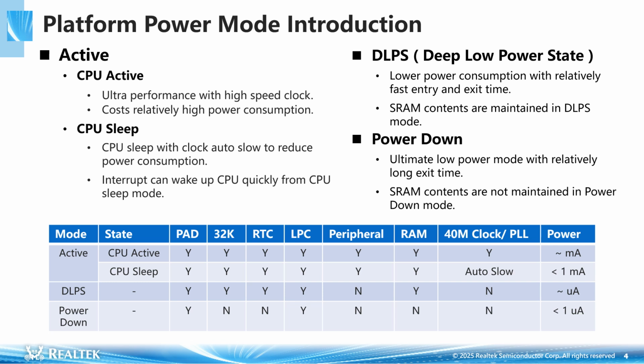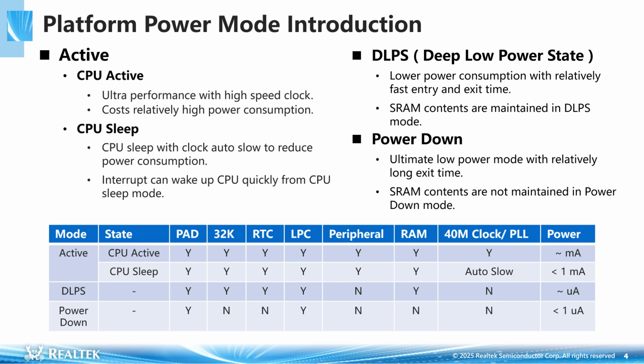DLPS, deep low power state, offers lower power consumption with relatively fast entry and exit times, while maintaining RAM content. In DLPS mode, the CPU is inactive as the high-speed 40 MHz clock and PLL are powered off. However, the PAD, LPC, and RTC are powered on, enabling them to wake up the system.